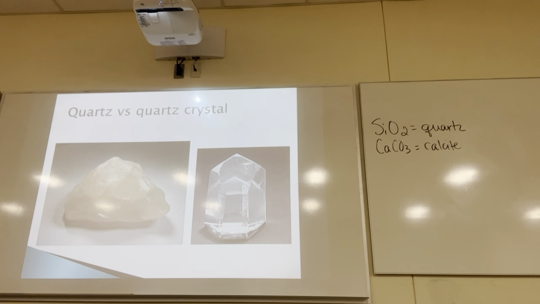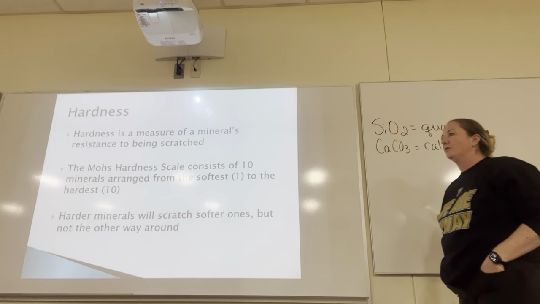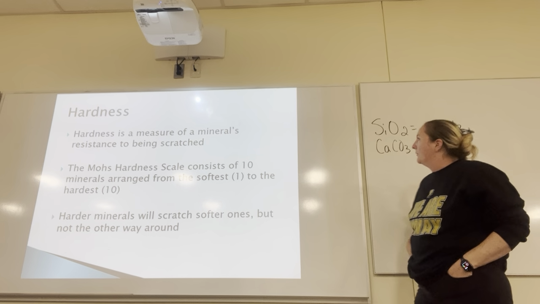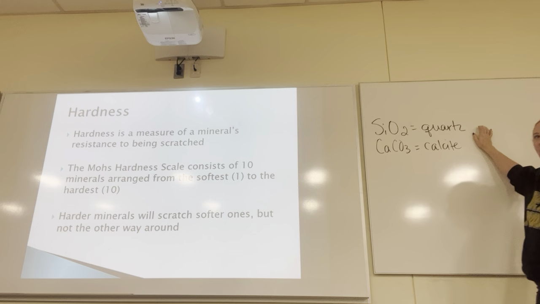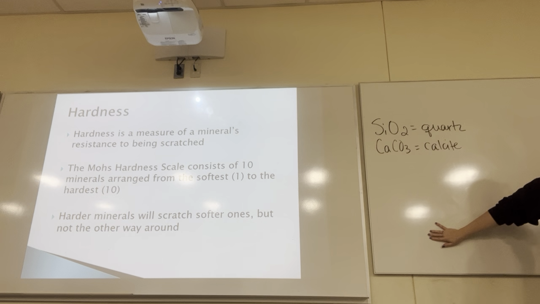Next one that we're going to talk about is another property that you will test in your lab. This is hardness. Hardness is defined as a mineral's resistance to being scratched. There is something known as the Mohs hardness scale, which consists of 10 minerals, arranged from the softest to the hardest. So our friend quartz, pretty hard, that's a 7 on the Mohs scale. Something like graphite is like a 2 on the Mohs scale, pretty soft.